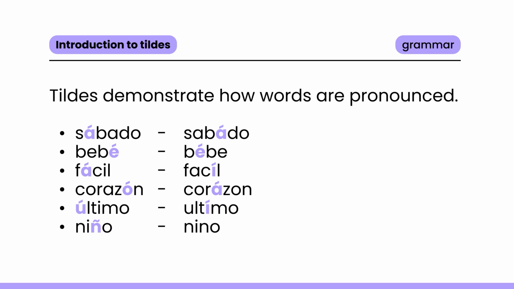Alright, so let's look at them together. So first of all, we had sábado or sabado. Then we have bebé or we can also say bebe. So there's a slight difference there in where we place the stress. Then we have fácil or facil.